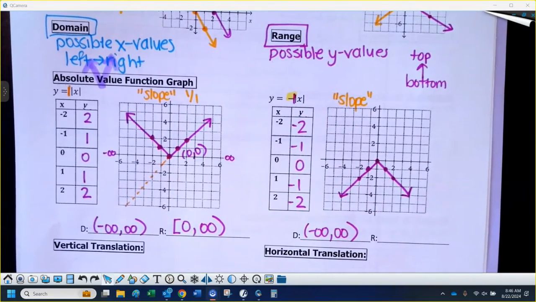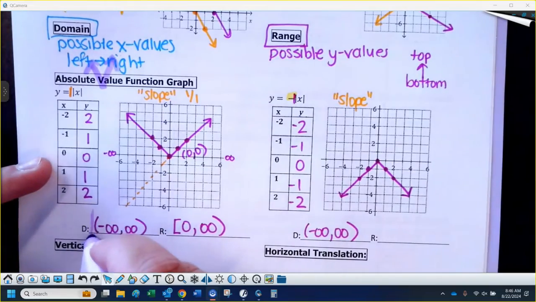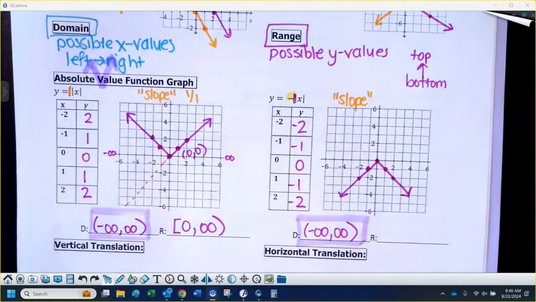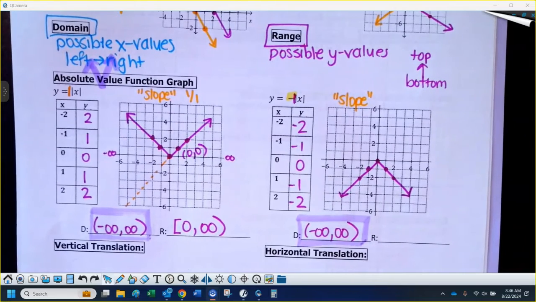You're going to notice for every single absolute value graph we're going to do today, even if we shift them around, they all have the same domain. One side will go left forever, one side will go to the right forever. It doesn't matter if it's pointed up or down. That's going to affect the range, not the domain. So all the domains for all these graphs today will be the same.